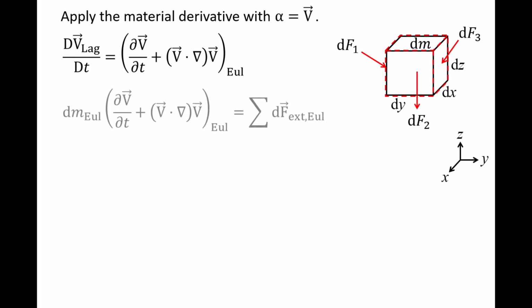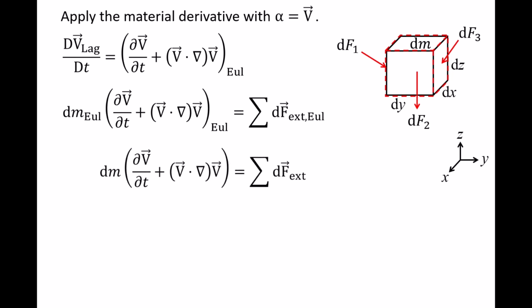After plugging the Eulerian expression into Newton's second law, we have dm times the quantity partial v partial t plus v dot del operator v equals the sum of external forces. Since all three terms are now in the Eulerian point of view, we will drop the EUL subscript, and the resulting equation applies to all points in space. We now need to discuss what types of external forces act on the fluid in the control volume.